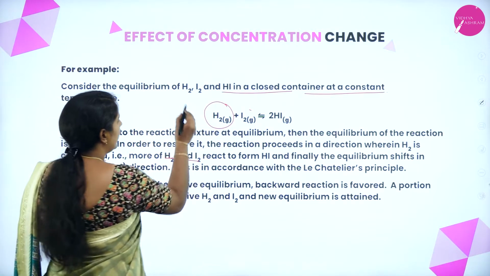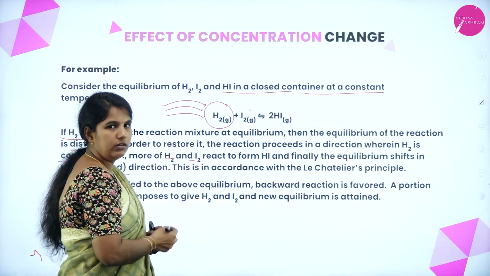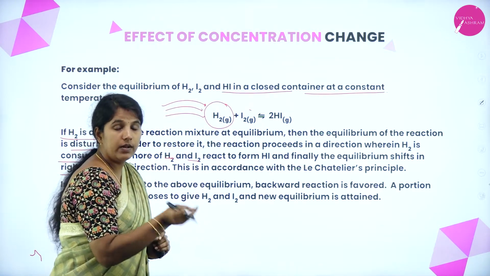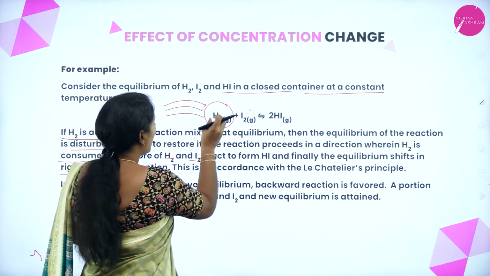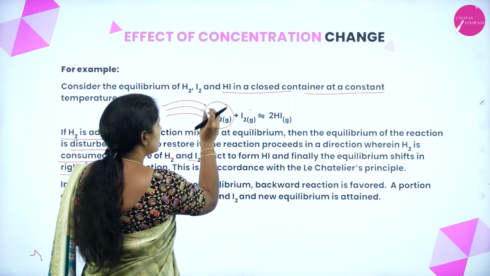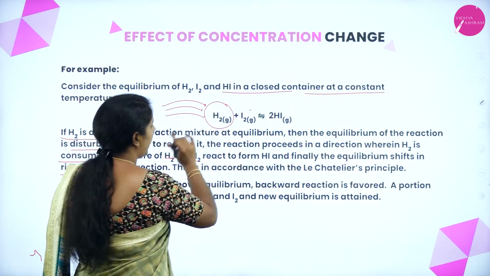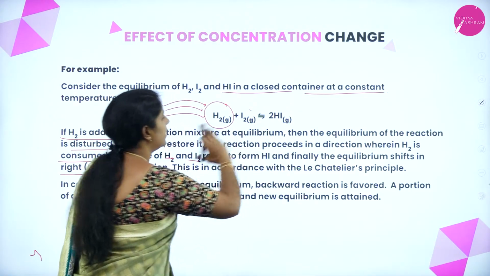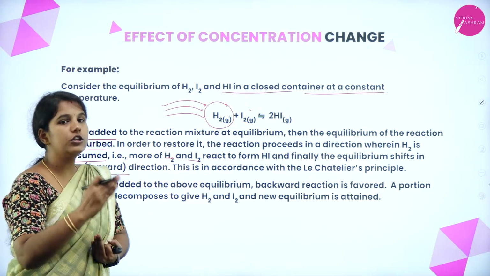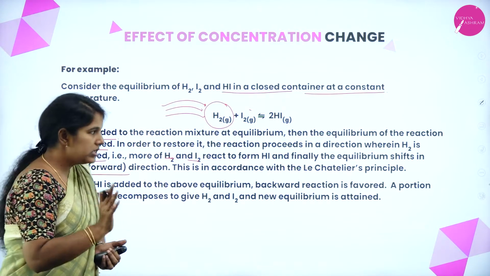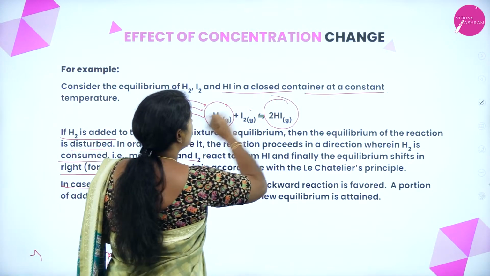You can see that if I add more hydrogen now, the equilibrium will get disturbed. In order to nullify this effect, what will the system do? The system allows this excess hydrogen to react with the remaining iodine to form hydrogen iodide, so that the reaction goes in the forward direction. Hence the forward direction will be favored in order to shift its equilibrium.